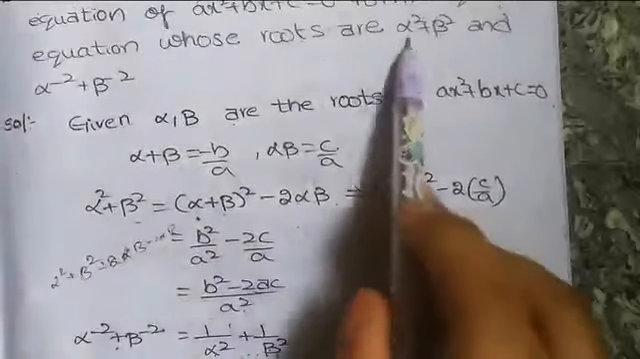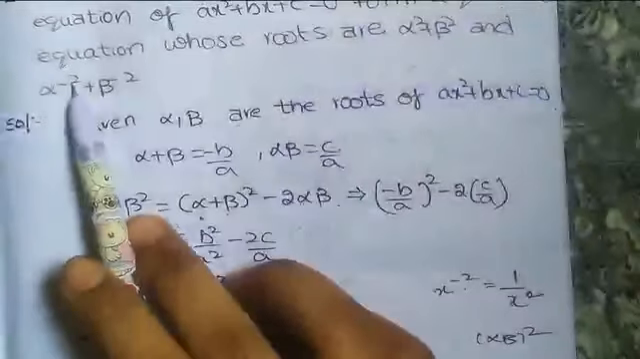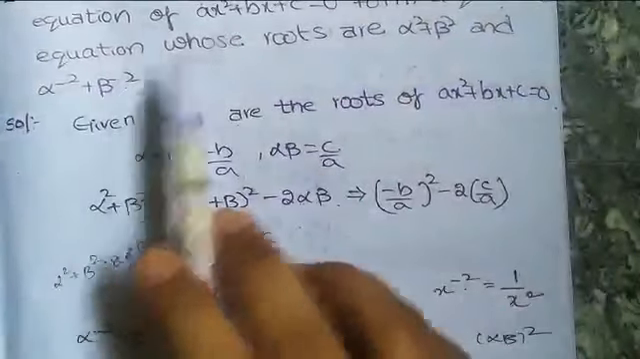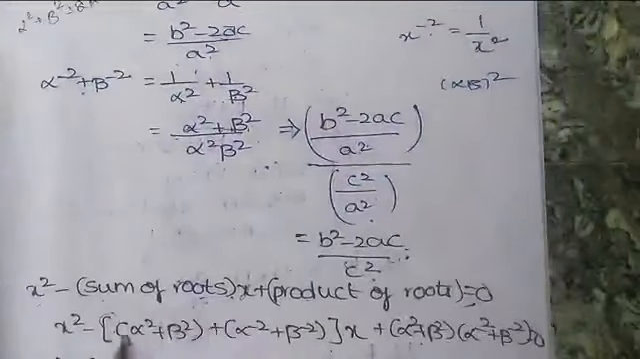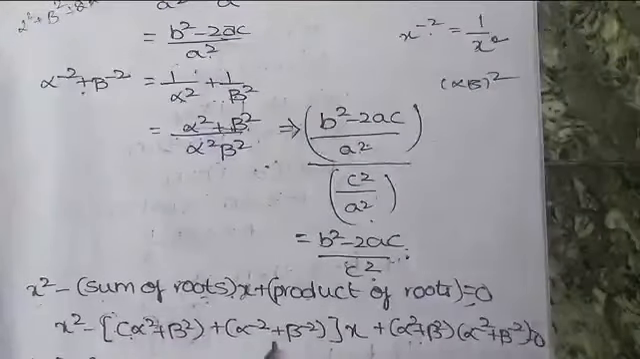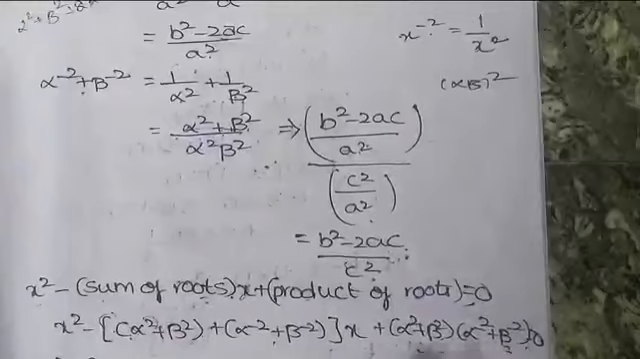One is alpha square plus beta square and alpha power minus 2 plus beta power minus 2. These are the two roots. So with the two roots we have to find the quadratic equation. So x square, the sum of roots, so the given roots sum and the product of the roots.